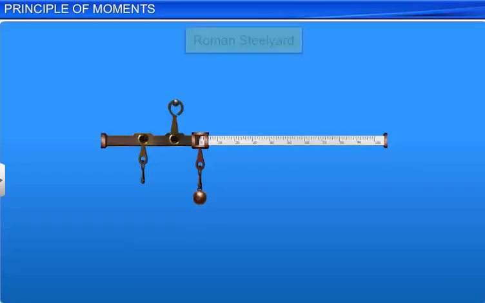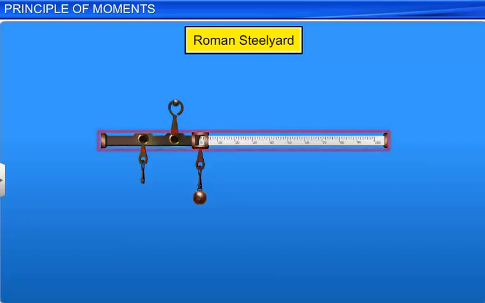Now let us discuss the Roman steelyard, which is another balance whose working is based on the principle of moments. The Roman steelyard consists of a beam, AB, pivoted at C. The whole steelyard can be supported from a large hook. Beam AB is horizontal when no load is attached at A, and the rider S is at O on the calibrated beam. O is the position of zero reading on the calibrated beam.